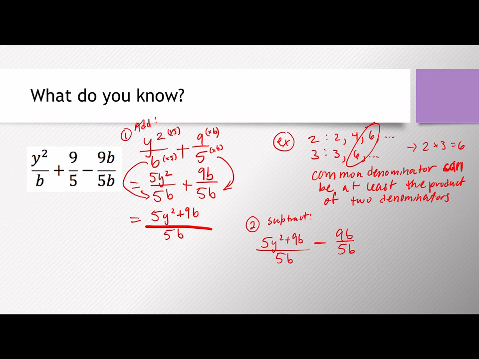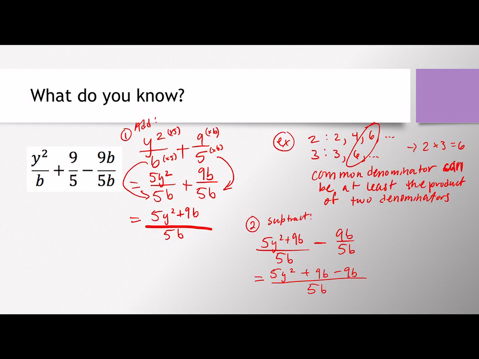We are actually grateful because they have taken care of the common denominator part for us, which means that the fractions already have a common denominator, and we're going to go ahead and subtract the numerators. So we have 5y squared plus 9b, subtract 9b, all over 5b. Since the denominators were the same, we're going to keep that same throughout.